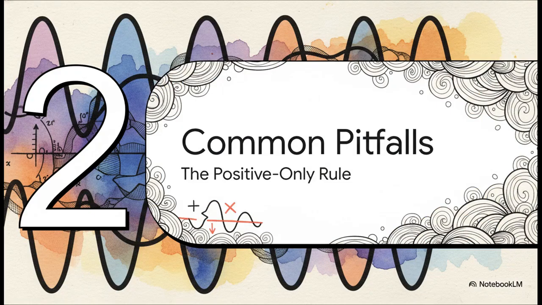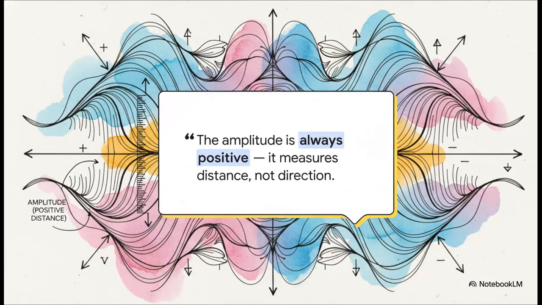Okay, I want to pause here for a second and talk about the single biggest, most common mistake people make with amplitude. If you can get this one thing right, you'll be golden. You need to burn this into your brain. Amplitude is always positive. Always. Why? Because it's measuring a distance, not a direction. You can't be -5 feet tall, right? Same idea. Amplitude tells you how far the wave goes from the middle, not which way it goes first.